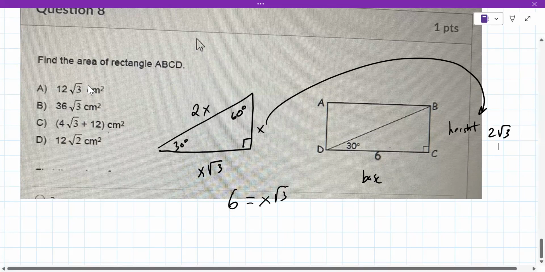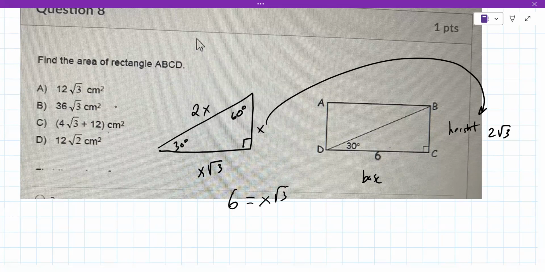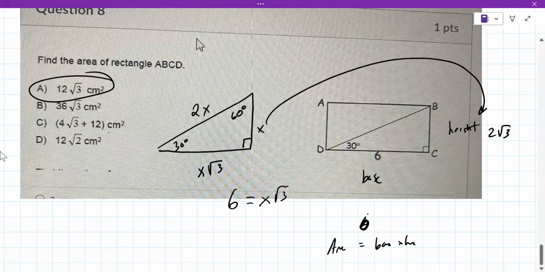And if you're going to a calculator, always take a look at the answers first. The answers are all what I'll call non-calculator answers. Oh, okay, it'd be A then. Yes, it's the base times the height, and the height is 2√3, base is 6. There you go.